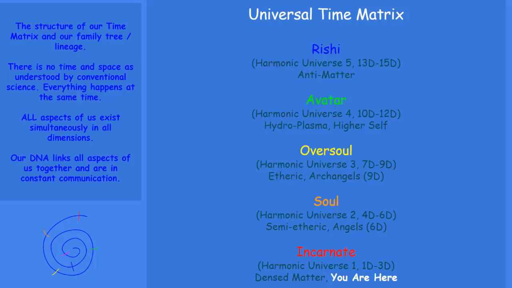This is the universal time matrix. This is how the structure of our universe looks. And we are at the bottom in harmonic universe one, in dimensions 1 to 3, in the most dense matter state. And as you go up, there are 5 harmonics.